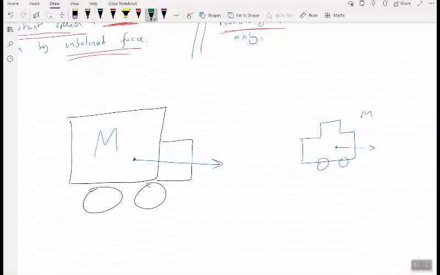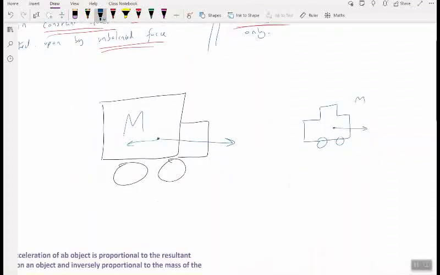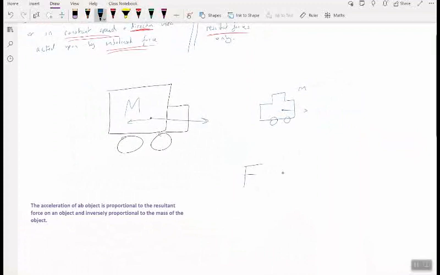And remember, resultant force is one force. If there's two forces, one force minus the other will give you your resultant force. And the mass is not just one or the other. So what's the equation that links them? It is F equals ma, where F, very importantly, is the resultant force.